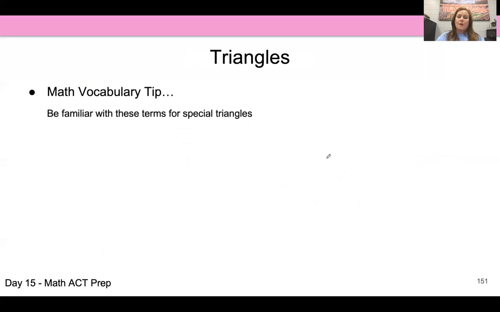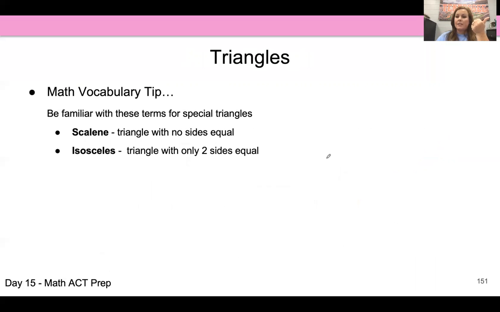Vocabulary tip. You need to make sure you know scalene, isosceles, equilateral. Okay? Scalene, you have no sides equal, no angles equal. Isosceles, two sides are equal and 2 angles are equal. Equilateral, all 3 sides are equal, and more importantly, all 3 angles are equal to 60 degrees. All angles are equal, and since in a triangle the sum of the angles is 180, all 3 angles are 60 degrees exactly.